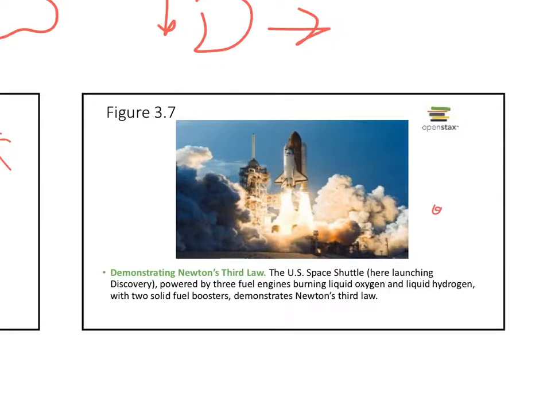So if we push off this way, we're actually pushing a force that way, and that's kind of what's happening with the space shuttle there. Okay.